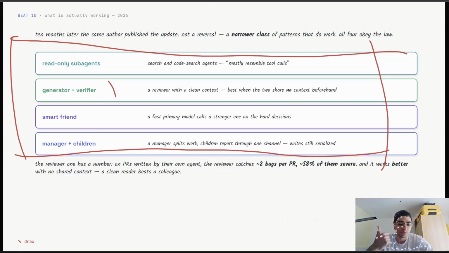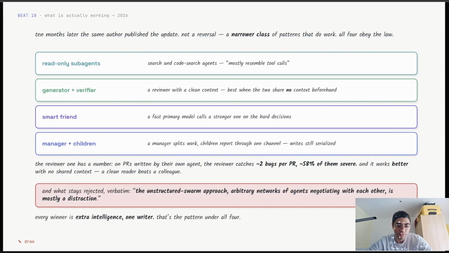So logic errors, missing edge cases, security holes, and it actually works better when the coder and the reviewer share no context beforehand. So a clean context reader beats a colleague who watched you write, which is interesting here. So the reviewer without context was actually doing better than a reviewer with context or with knowledge of what the main coder was doing.